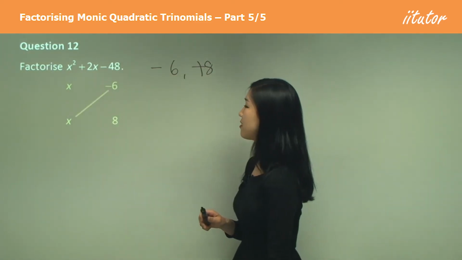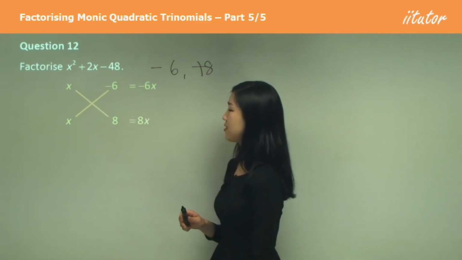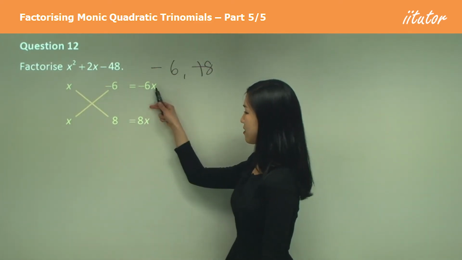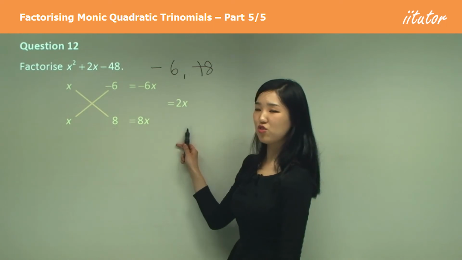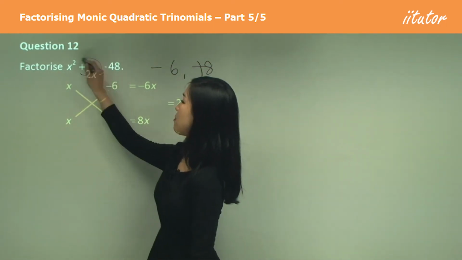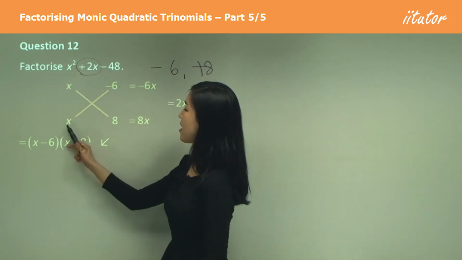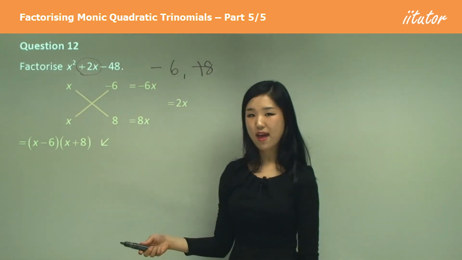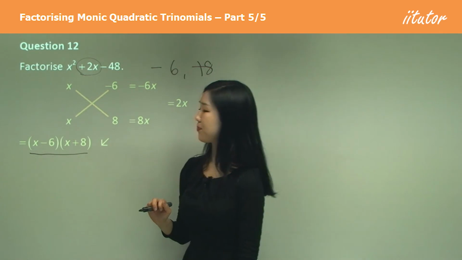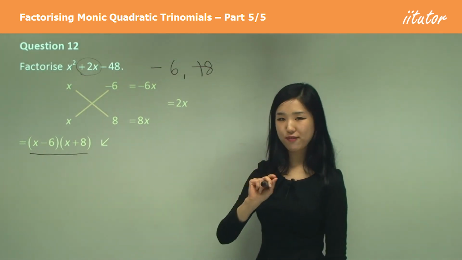And then cross it, negative 6, cross it, 8x. Negative 6x plus 8x is 2x, which is exactly the same as what we have here. So our answer is x minus 6, x plus 8, and that's the right answer. So this is your final answer. Okay, so when we multiply those two factors together.